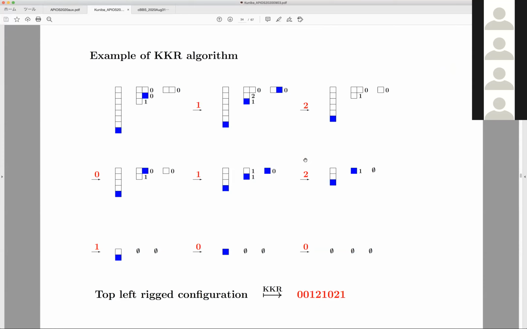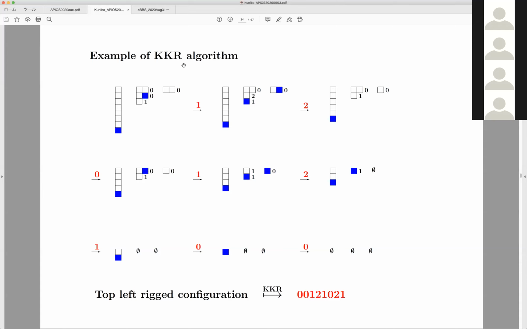Now, so far I haven't explained how the bijection goes, and there is some mathematical algorithm, the KKR algorithm. So let me also introduce this algorithm just briefly. I just convey the flavor. So we should get the path or kind of sequence of 0, 1, 1, 2, and 3, and so on from this data of the rigged configuration.